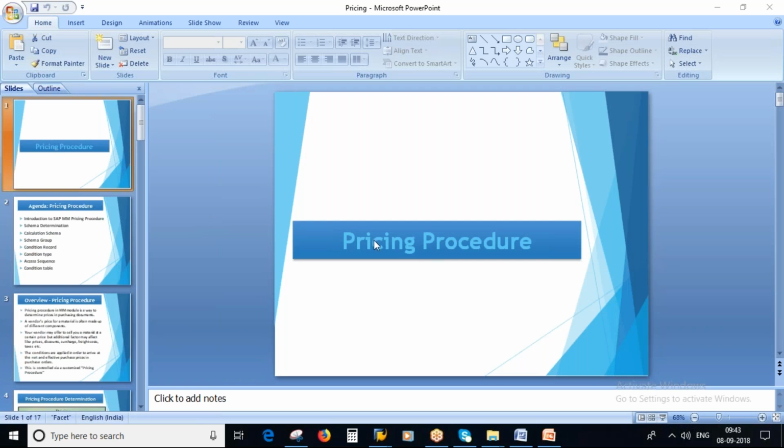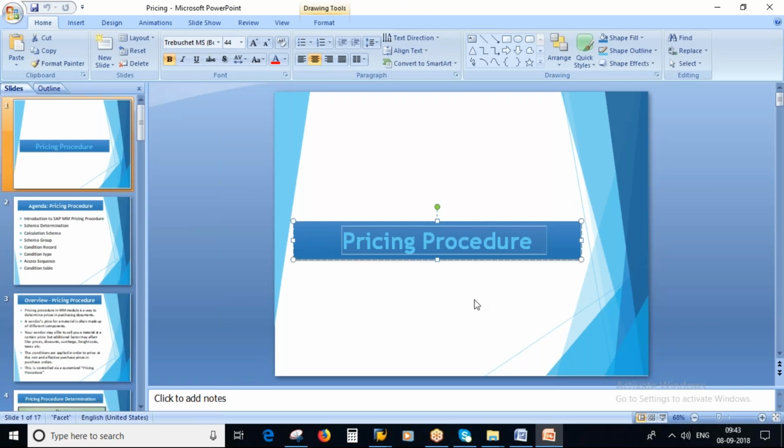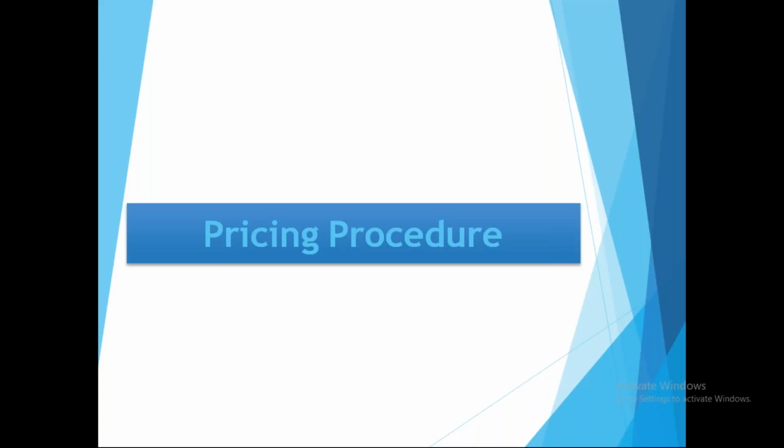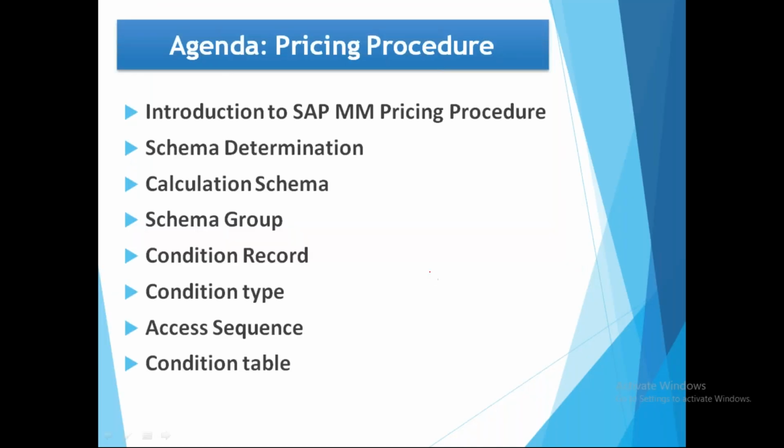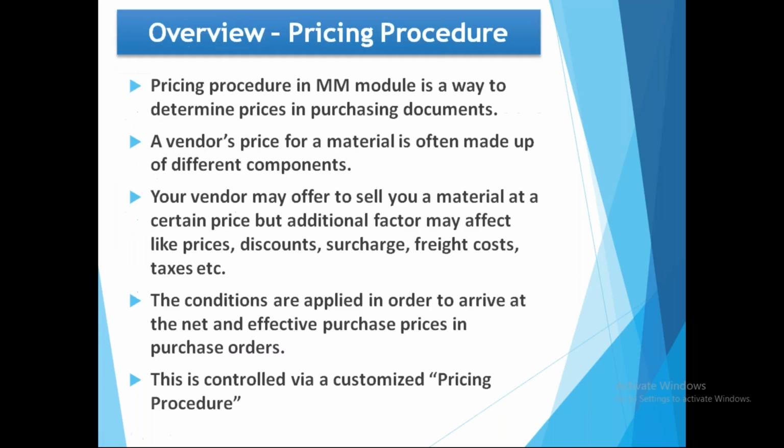Okay, so today we'll be starting our next topic, that is pricing procedure. We will be discussing the topics that we are going to cover. We will see introduction to SAP MM pricing procedure. We will see schema determination, calculation schema, schema group, condition record, condition type, access sequence, and then condition table. So these are the topics we will be covering in the pricing procedure.